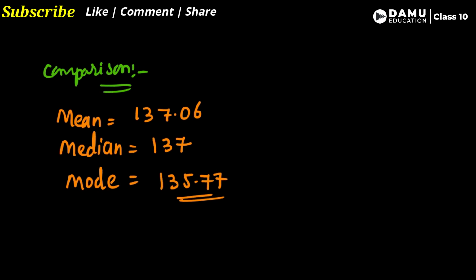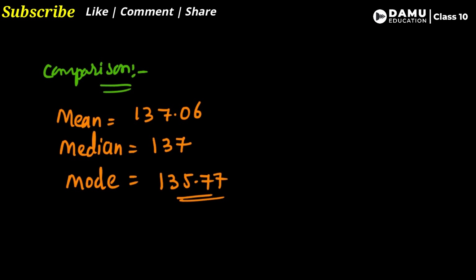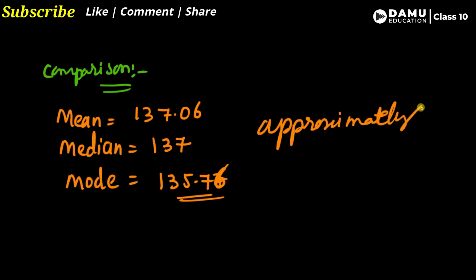So more or less all of them are equal. It comes to .76, or approximately .77; you can take either. So more or less all the measures of central tendency are approximately equal to each other.